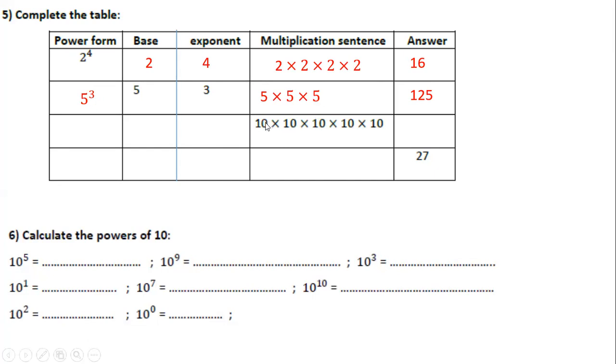Lana. Lana, you have 10 times 10 times 10 times 10 times 10. We should write it in power form. What is the base? 10 to the power 5. Bravo, 10 to the power 5. What's the base? 10. The exponent? 5. The answer is, if I multiply, I will write 1 and 5 zeros. Thank you, Lana. Now the answer is 27.